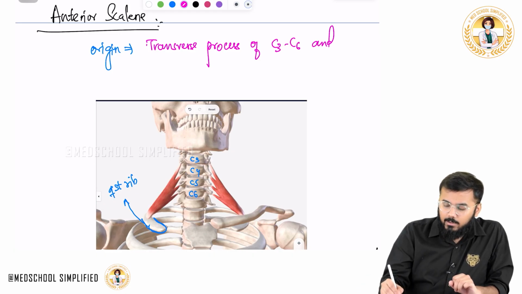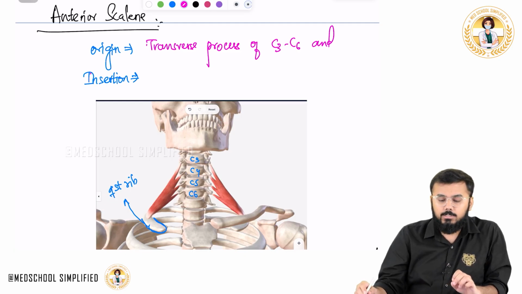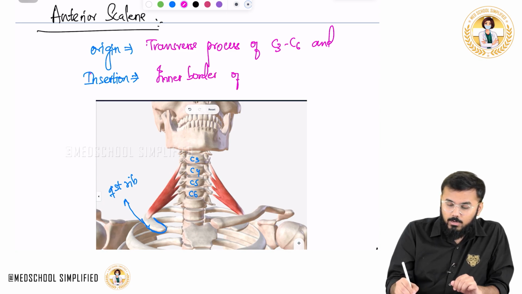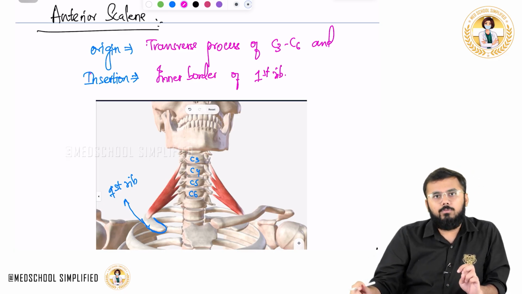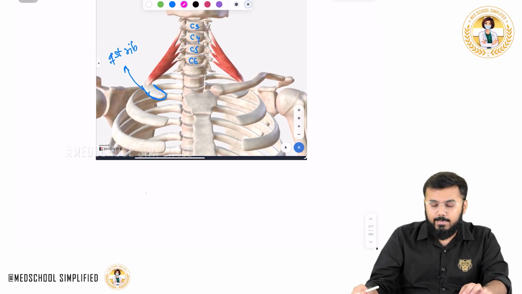And where is the insertion? Insertion is to the first rib. It attaches to the inner border of your first rib. So this muscle over here is called your anterior scalene muscle.